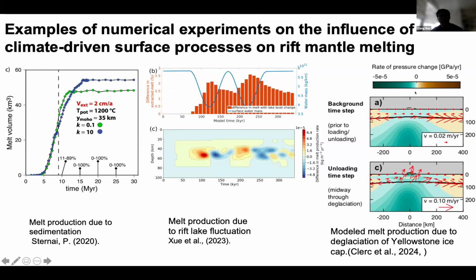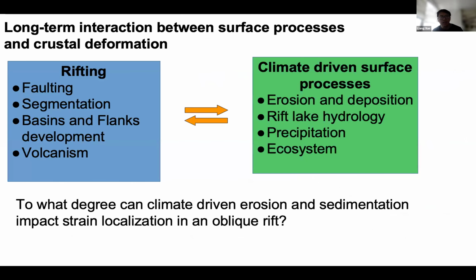And more recently, on your right here, Claric et al. show that the deglaciation in places like Yellowstone and Iceland may enhance mantle melting and promote CO2 degassing. So they create a feedback loop, where the enhanced CO2 may further encourage deglaciation. Of course, there are many other studies on this topic. Here are just a few, but you can see that rifting and climate-driven surface processes are deeply interconnected.